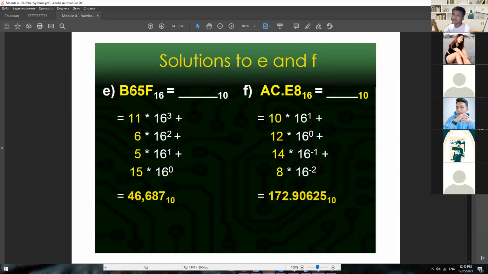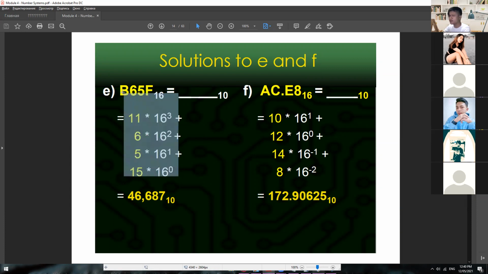So we have B65F. But then again, in decimal or in hexadecimal to be exact. Okay, letter B is equal to 11. So you have to put here 11, 6, 5, and then F is equal to 15. And then multiply this one to 16 or to its base. And then starting from here, 0 and above. So 0, 1, 2, and then 3. So just do the math and then you will get this result.